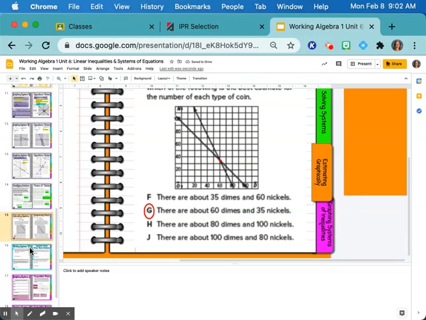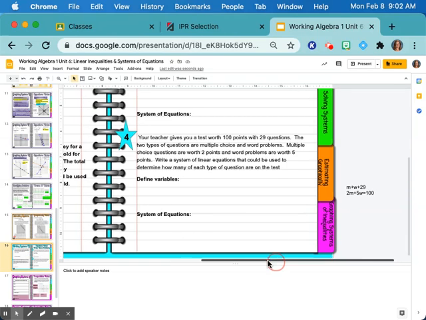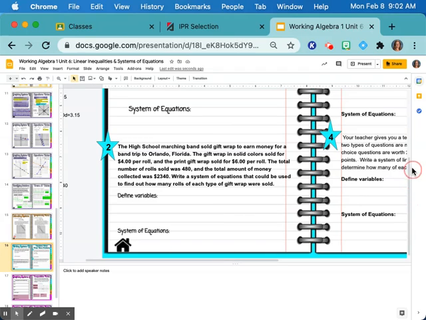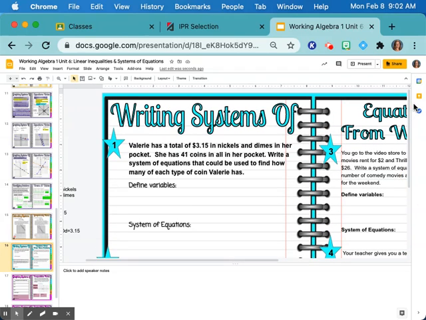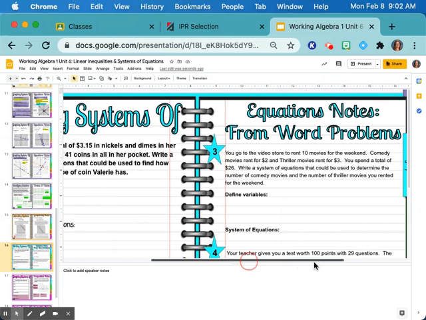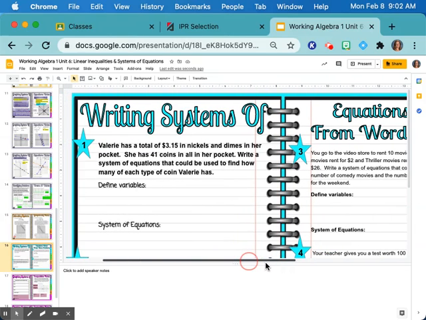All right, let's keep on rolling. I need y'all to find this slide. I think it might have been out of order. The slide that says writing systems of equations from word problems. Okay, so pull it up so it's on slide 16 for me.